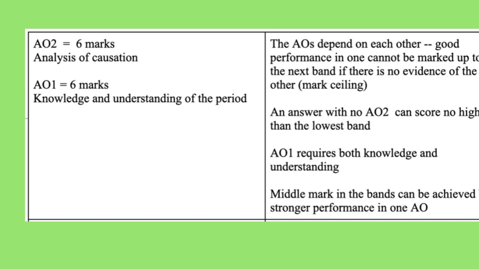6 of those marks will be awarded for AO2, which is your analysis of causation. This question is all about explaining why, so you need to identify some features to make your point.